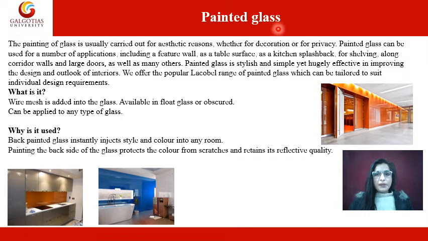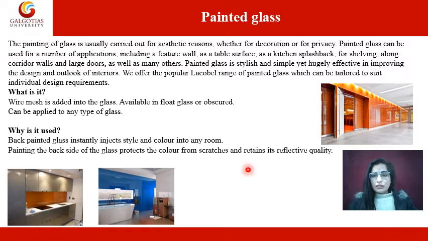Next type is painted glass. As is clear by its name, the painting of glass is usually carried out for aesthetic reasons, whether for decoration or for privacy. Painted glass can be used for a number of applications like feature walls, table surfaces, as a kitchen splashback, for shelving along corridors and large doors, as well as many others.